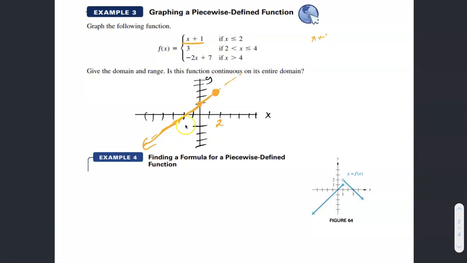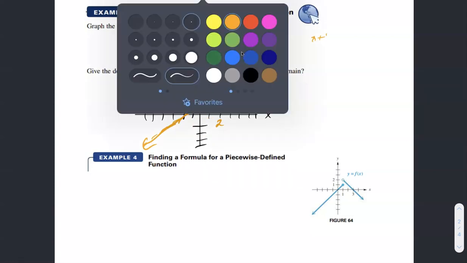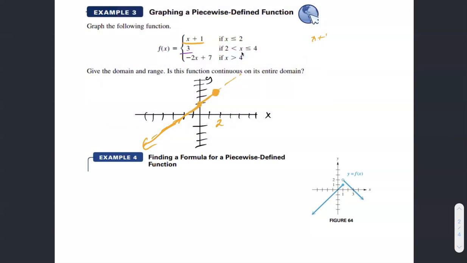That's the part of the graph I want. I can either erase this or leave it dotted, whatever. Next one. I want 3 between 2 and 4. Well, 3 is actually this graph there. It's the vertical line at 3. So 1, 2, 3. There's a vertical line at 3. Sorry, a horizontal line at 3.